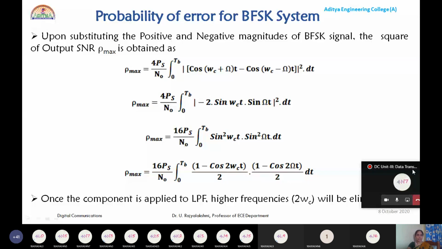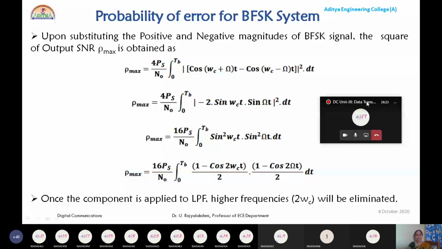Now in the receiver output section, you will have a low pass filter. Our signal component should be allowed through the low pass filter. In the low pass filter you have a shunt capacitor. The capacitor is connected in shunt, so it bypasses all the high frequency components towards the ground, and it allows only the low frequencies to the output section.